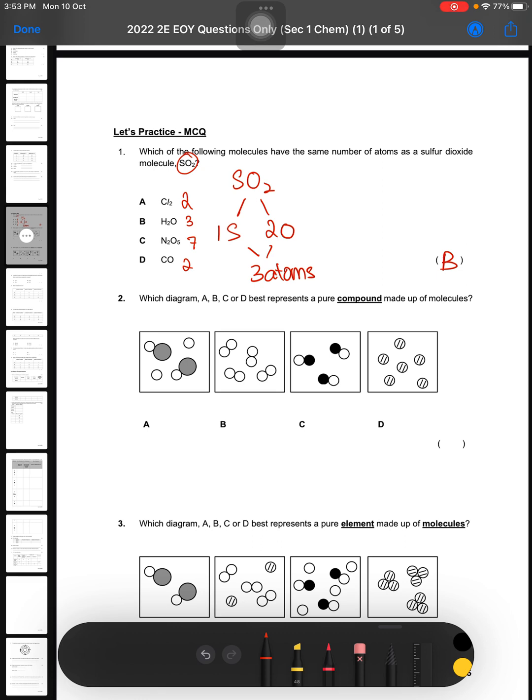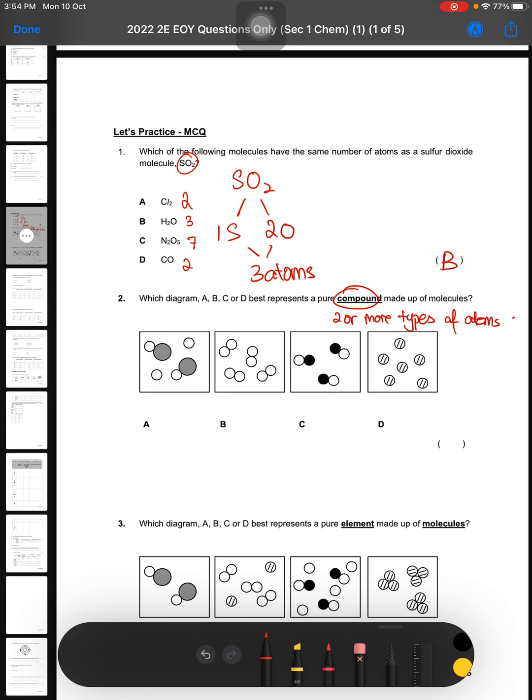Alright, for question 2, which diagram A, B, C, or D best represents a pure compound made of molecules? The main idea over here, you see, is that they already bolded and underlined the word compound. This basically means it is made up of two or more types of atoms. So it must be a compound.